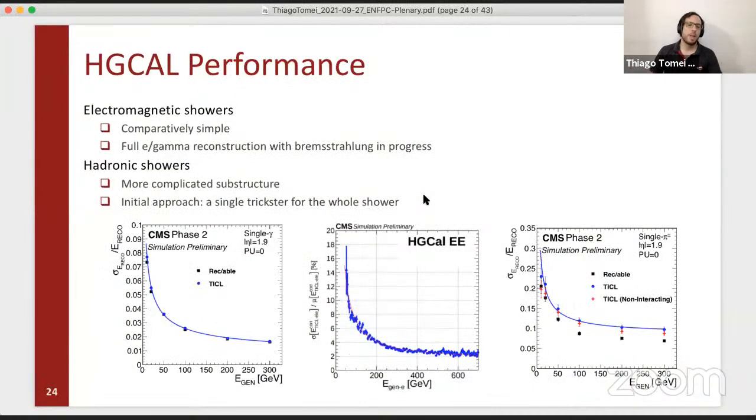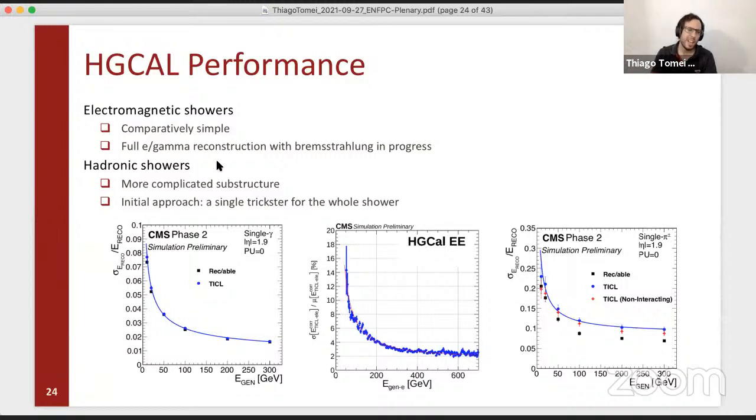Does it work? The answer is, of course, that it is under development, but it seems to be working surprisingly well. Electromagnetic showers are more or less simple because they are by nature well contained. You can see here the resolution plots, but these are only for a toy reconstruction. The electron and photon group in CMS is doing full gamma reconstruction already, but this is not ready yet.